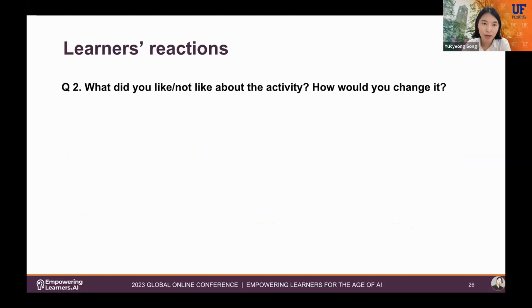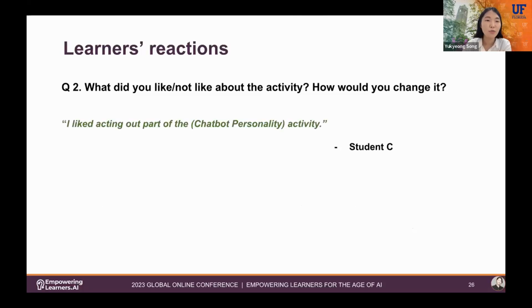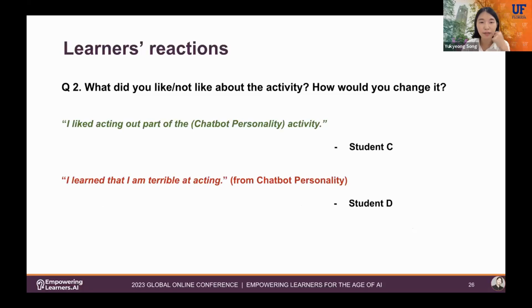As a second question, we asked them what they liked or did not like about the activity, and how they would change it. One student said, I like the acting out part of the chatbot personality activity. But with the same activity, another student said, I learned that I'm terrible at acting. So even the same activity can give different learners different impressions or reactions. So we learned that from now on, we're going to provide students with multiple options for expression, which is aligned with universal design for learning principles.